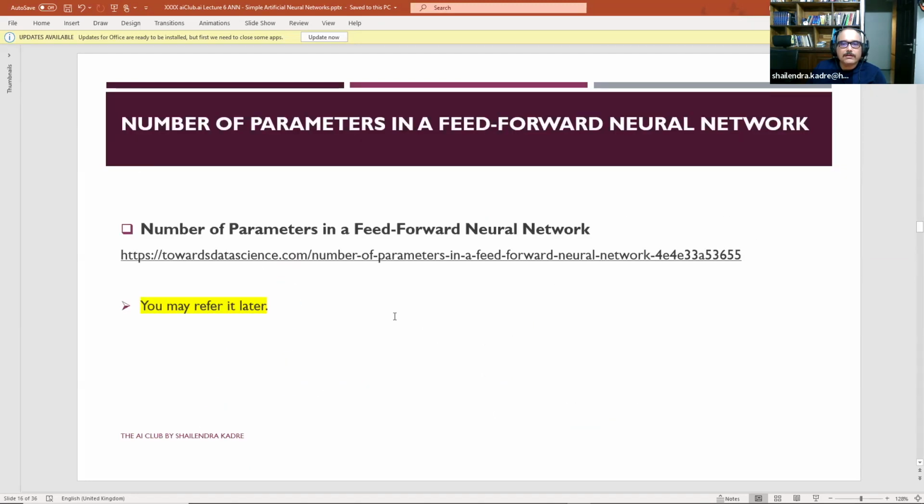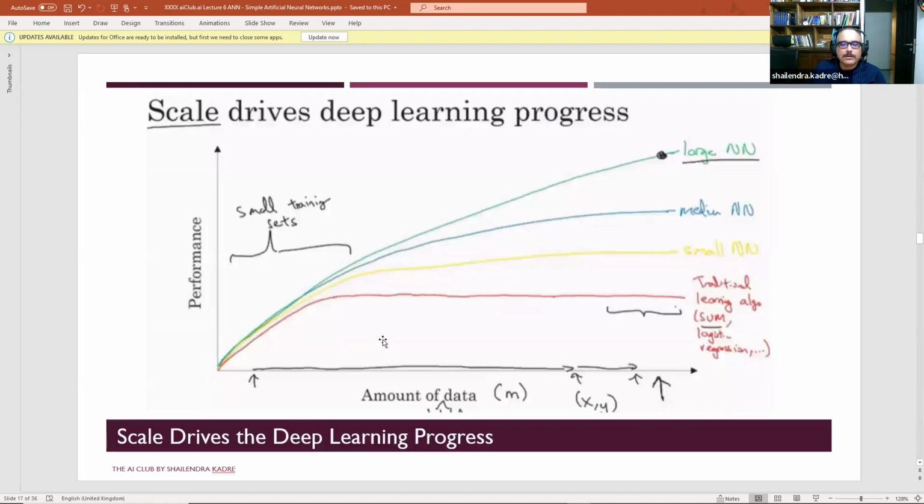Then this is also not needed. Now I think we have come almost to the end. Then you see what is the relation between this. This slide is courtesy Andrew Ng.